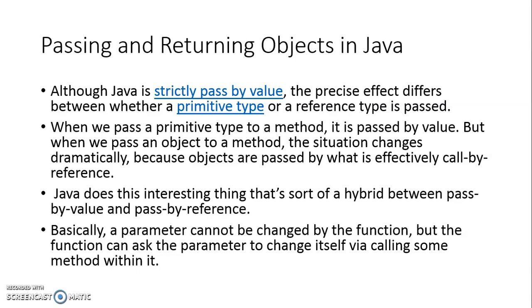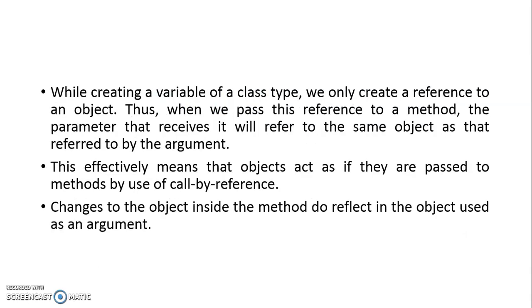But when we pass an object to a method, the situation changes, because objects are passed by what is effectively called by reference. When an object is passed, then it is called by reference. Java does this interesting thing, that is sort of a hybrid between pass by value and pass by reference. It will take both methods, a hybrid. Basically, a parameter cannot be changed by the function, but the function can ask the parameter to change itself by calling some method within it.